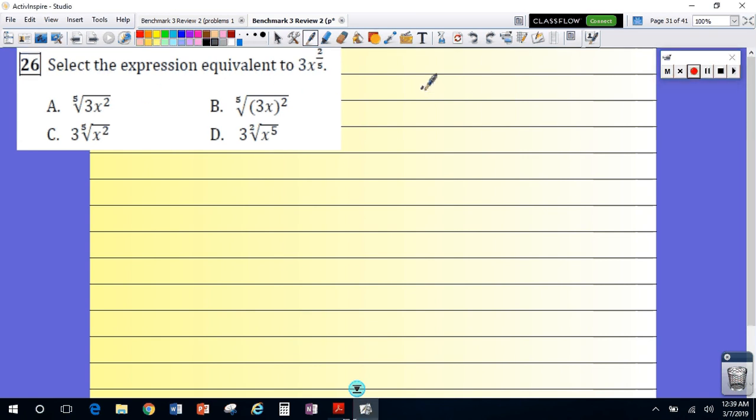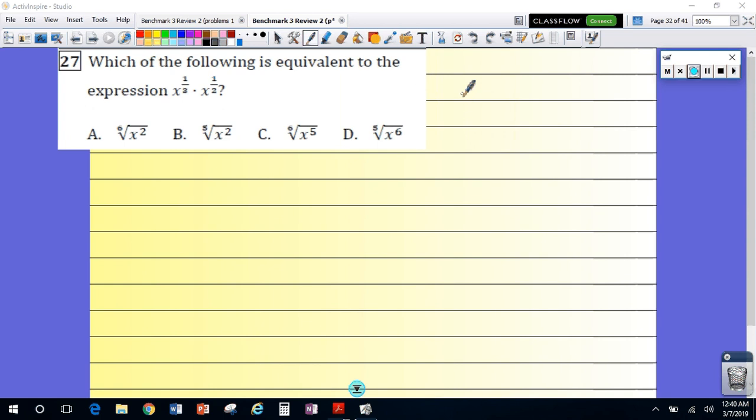Select the expression equivalent to 3x to the exponent 2 over 5. So it is 3 times x to the exponent 2 over 5. Remember how we are going to do this one. This 5, you are going to bring it, that is 5th root of x square. So that's your answer. So the option is C.